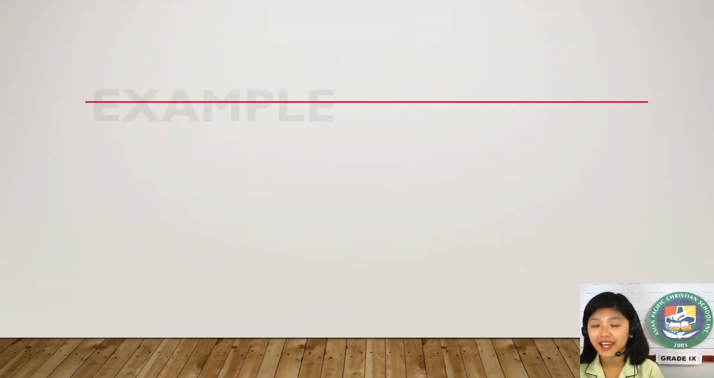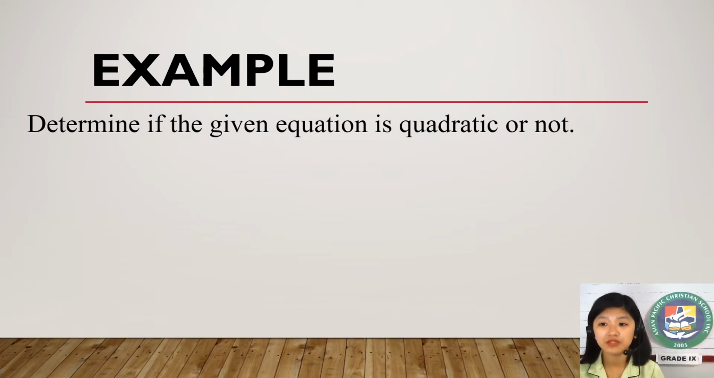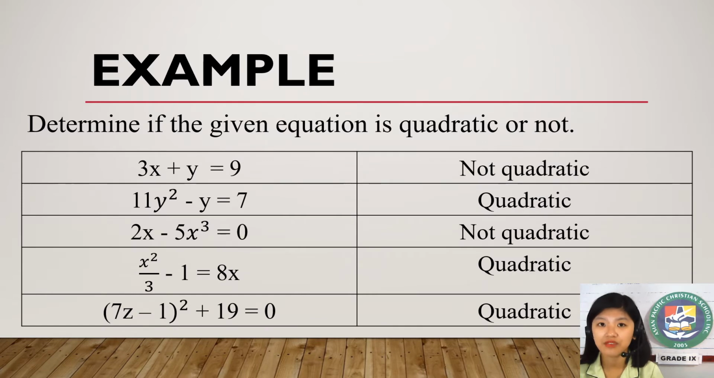So, para mas maintindihan, let's have these examples. First is to determine if the given equation is quadratic or not. First example, we have 3x plus y equals 9. So, bakit siya not quadratic? Kasi, kagaya ng sinabi ko kanina, kailangan ng degree of polynomial is 2. So, kung mapapansin nyo dito, yung first term natin is walang exponent. Kapag walang exponent, that is considered as 1. So, kailangan natin ay 2, kaya hindi yan quadratic equation.